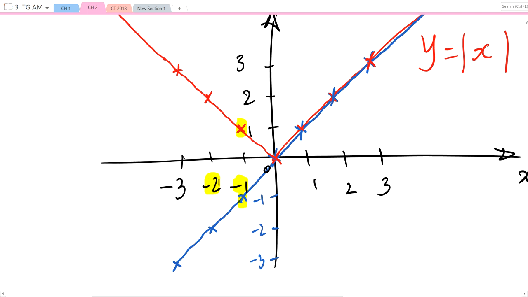Now let's consider x equals -2. In the blue line, we have y equals exactly -2. But in the red one, when we want the modulus value of x, the -2 becomes +2. When x is now equal to -3, the blue graph gives me y equals -3. But the modulus value of -3 gives me 3. We see that all these points are being brought upwards.